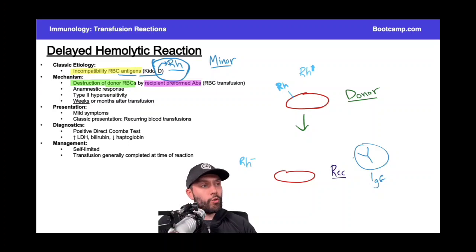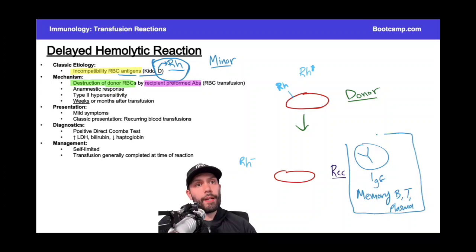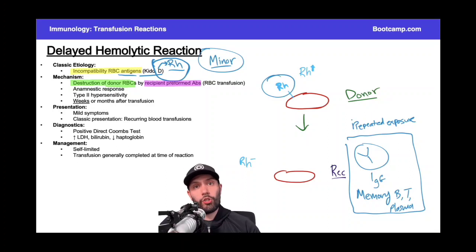And I might also, over some period of time, generate a memory response with B cells, T cells, right? Plasma cell factories generating antibodies. But the thing is, for this to happen, especially against a minor antigen, I'm going to need repeated exposure, right? I'm going to need more and more exposure to this Rh antigen to really generate a strong response. That's the point we're making here, and that's what you have to think about. And so this is going to be the anamnestic response.